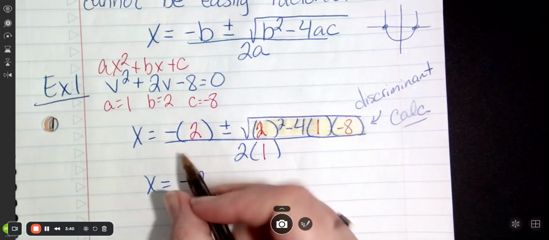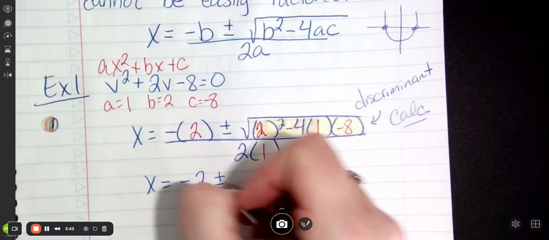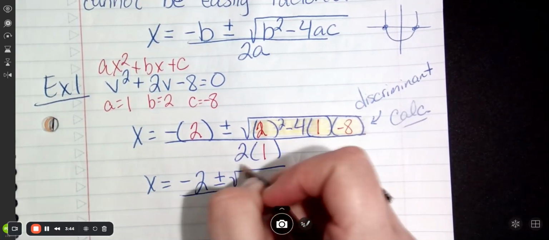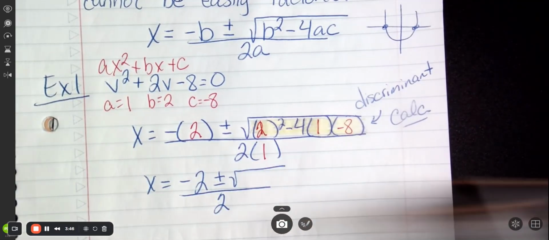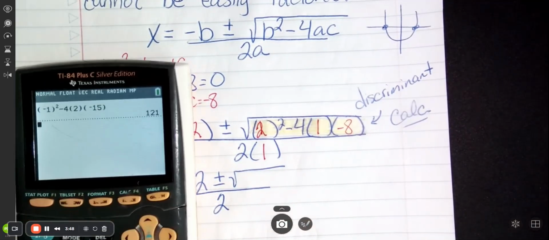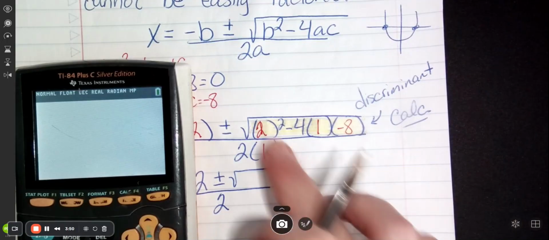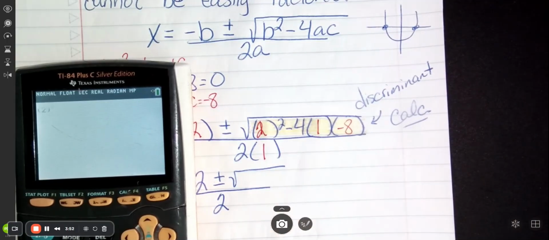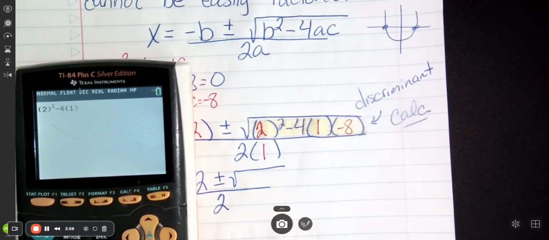So here we go. Just cleaning that up. Negative 2 plus or minus square root something over 2 times 1, which is 2. Okay. I'm just going to plug that in. Only the discriminant. You'll notice I'm not putting the square root symbol right now. I guess you could. If it said error, you could go back. And I get 36.